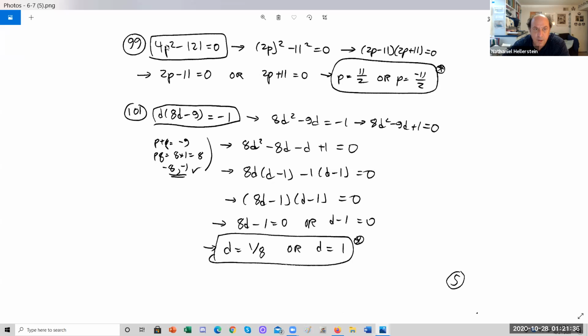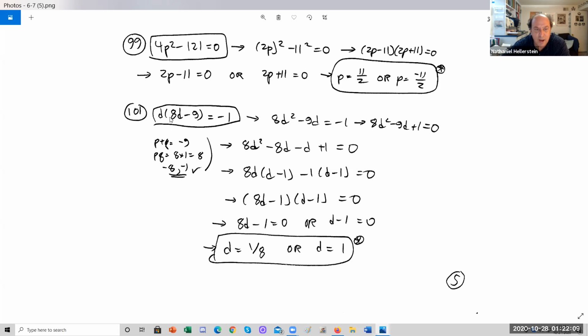All right. 4p squared minus 121 equals 0. This is a difference of squares. 4p squared is the square of 2p. 121 is 11 squared. A difference of squares is a difference times a sum. 2p minus 11 times 2p plus 11 is 0. So one of these is 0. 2p minus 11 is 0, or 2p plus 11 is 0. And after transposing the 11 and the 2, you get p is 11 halves, or p is negative 11 halves.